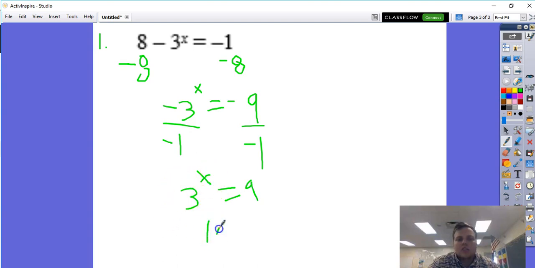So I'll change it to a log. Log base 3 of 9 is equal to x. You type this part in the calculator, you're going to get 2. So 2 equals x. And that's how you do problem 1. Let's move on to problem 2.